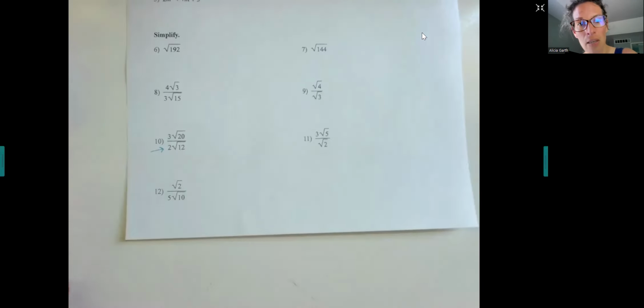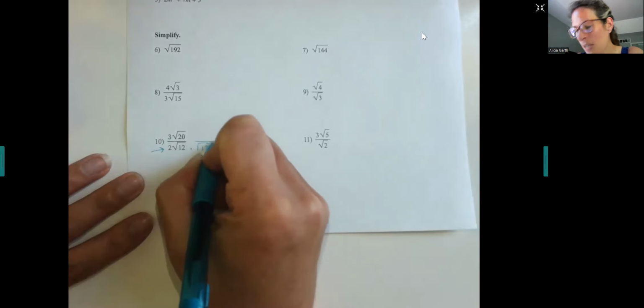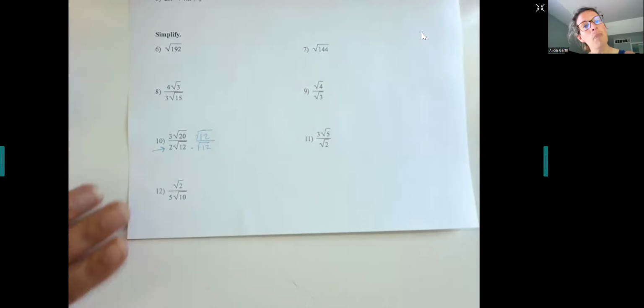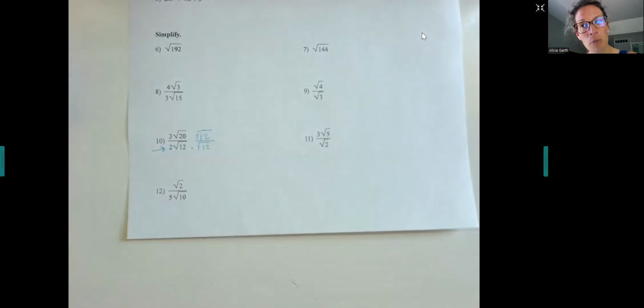We're going to do the same thing here. So for number 10, we have to get rid of that radical, that square root of 12, which means that we're going to multiply it by the square root of 12. Now, if I do something to the denominator of a fraction, then I have to also do it to the numerator. I have to keep it equal, which means that I multiply both top and bottom by the square root of 12.